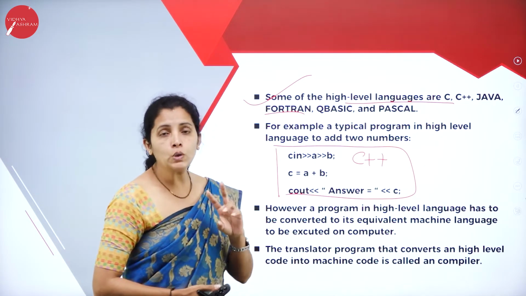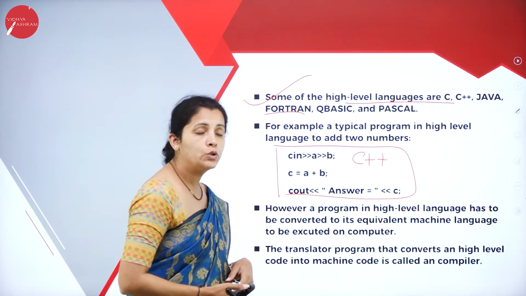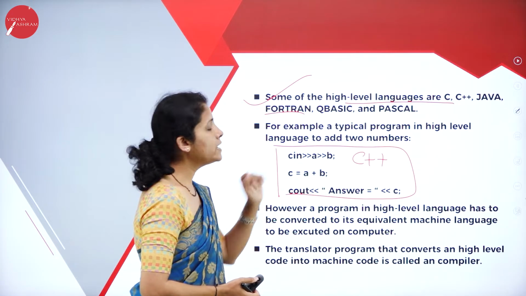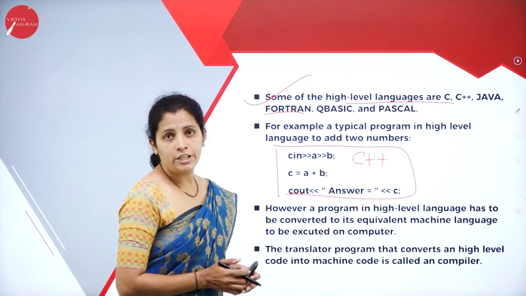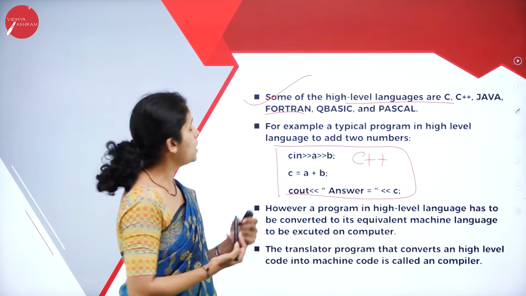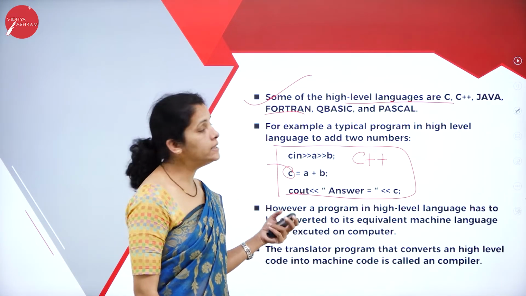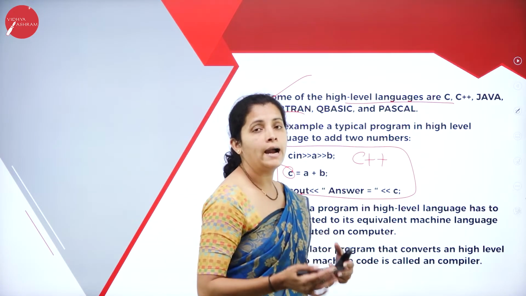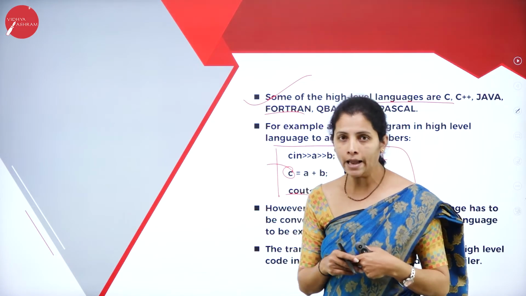Now, if I want to read two inputs from the keyboard, I'm going to use cin, then pass A and B. Now, I want to perform addition, so A plus B. After adding, what do I want to do? I want to store the result in C. Now, I want to print the output. This is a simple example written using a high level programming language.